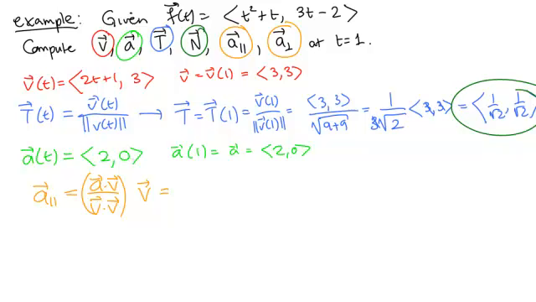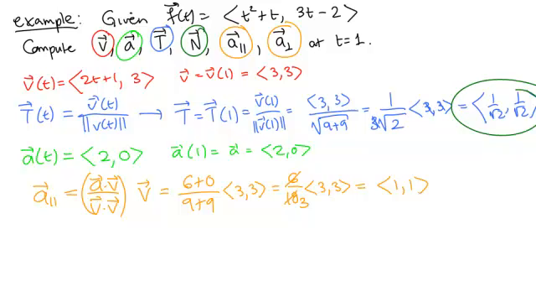So if I take my acceleration vector 2, 0, and I dot it with my velocity vector 3, 3, I'm going to get 6 plus 0 over the v dot v, that would be 9 plus 9, and I'll multiply that by my velocity vector 3, 3. So let's see, that's going to get me 6/18 times the vector 3, 3. Well, 6/18 is a third, and so that's just going to get me the vector 1, 1.